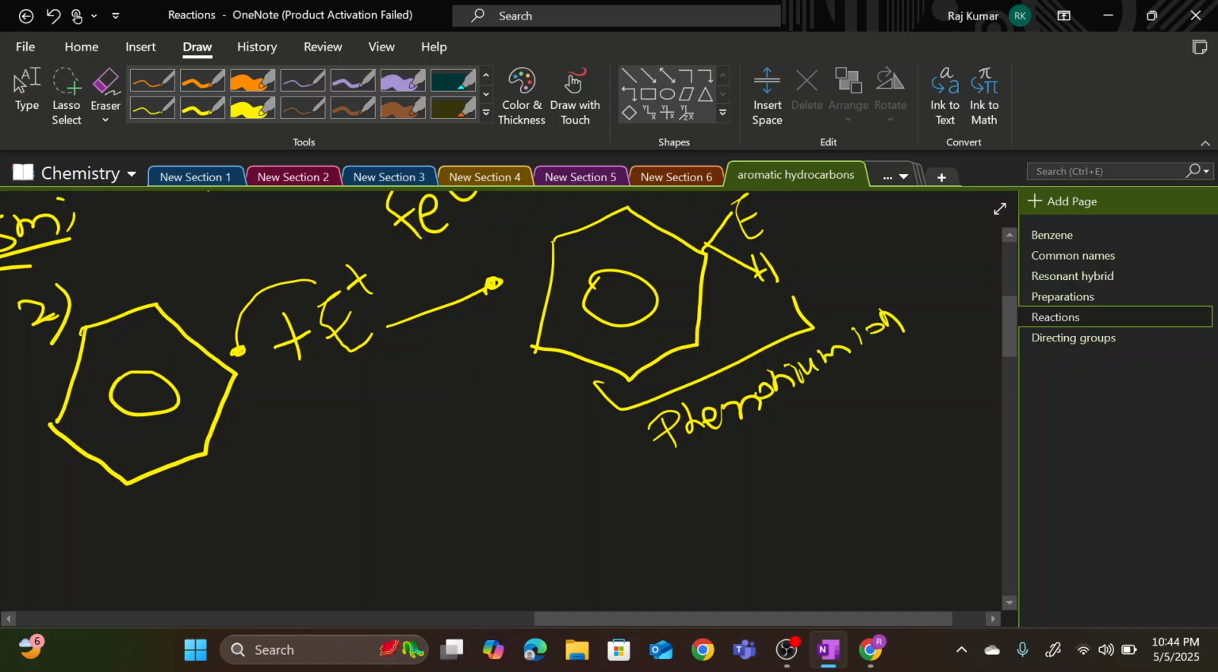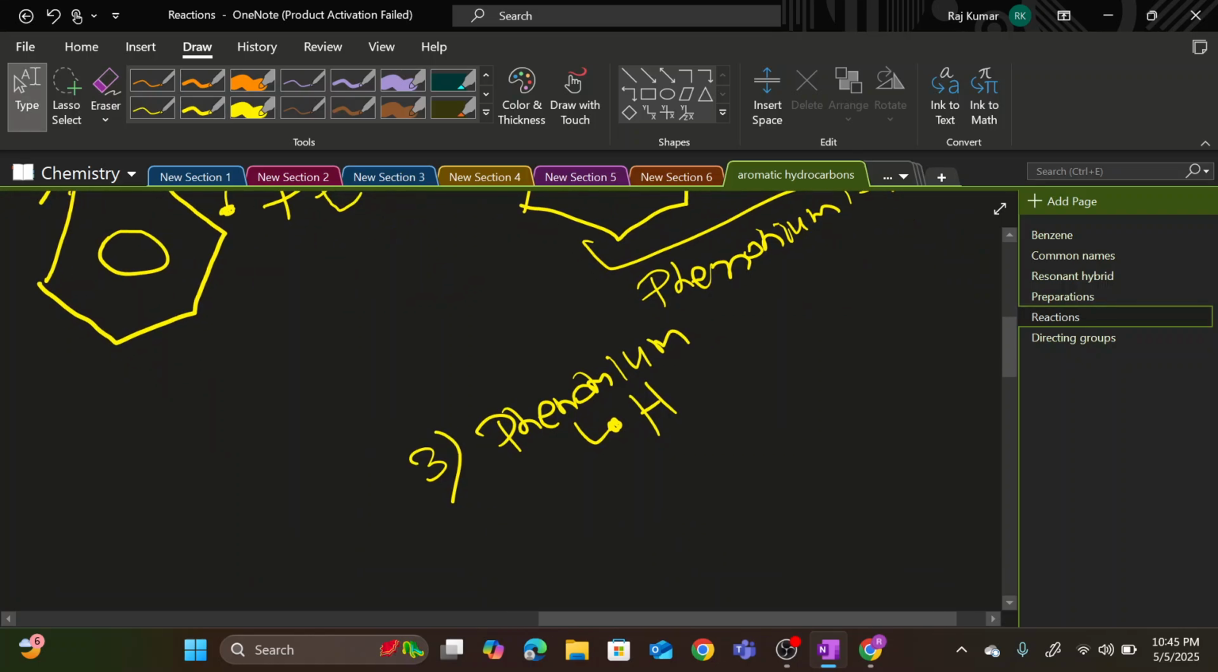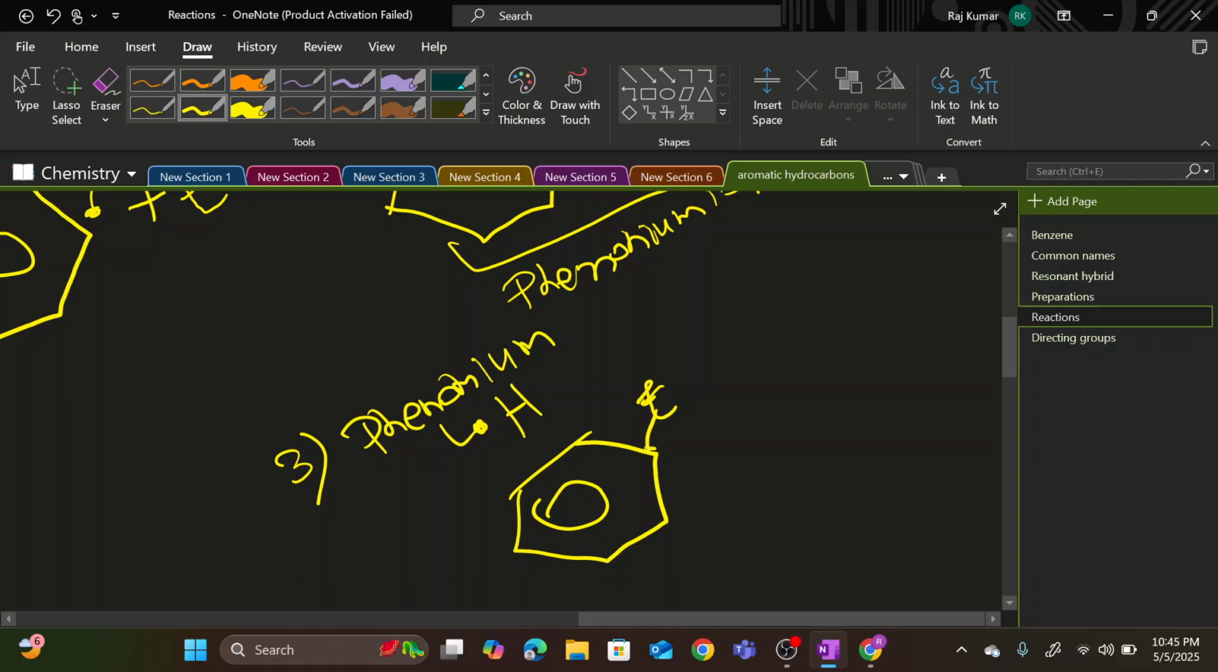Phenonium ion. And that phenonium ion will release the proton, will release the hydrogen atom, and that hydrogen atom will go back to the catalyst to regenerate the catalyst. Due to which, let's make it pretty contextual. I take this E and H, and then I take the catalyst back. This is the catalyst. I mean, this was the product.